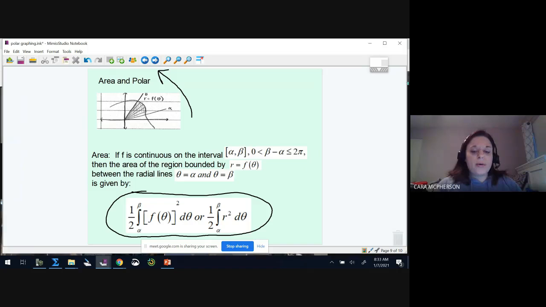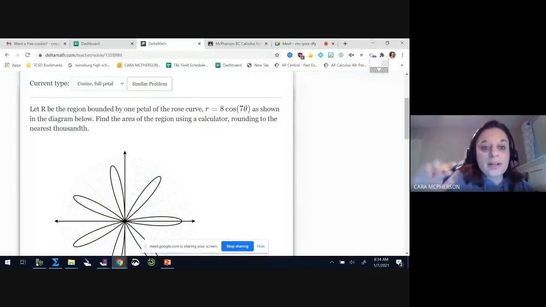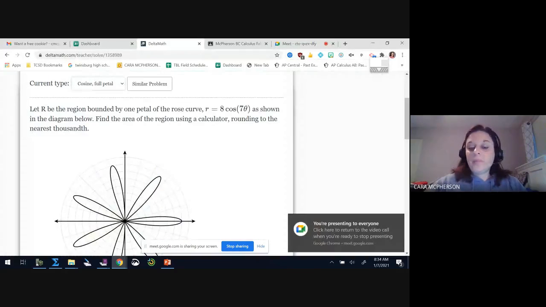So what I want to do now is show you a Delta Math one, because I think it's pretty cool how Delta Math will really show you more. And then I want to go to the PowerPoint and show you what that looks like. So again, I have so many screens open. So let's go to Delta Math first. So here is a question from Delta Math.